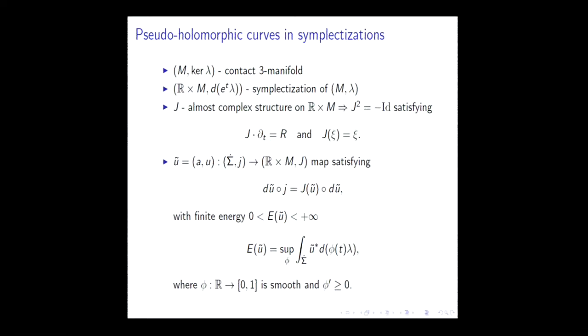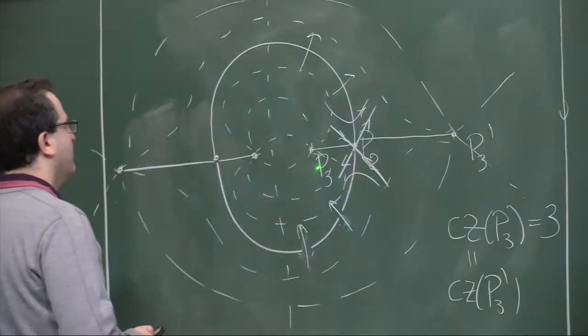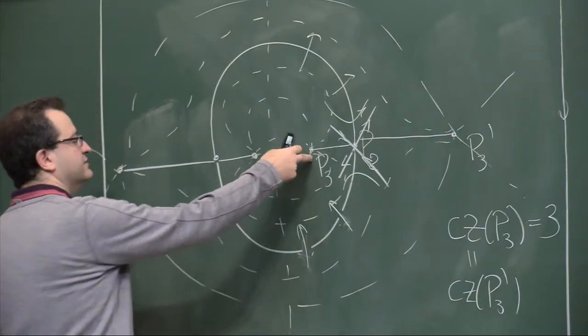And also the action of this orbit is very small. Even if we perturb the data, they still exist. So the problem is to find the binding orbits. So how do we find that these guys exist? I will only consider this on one side. Just consider P3.